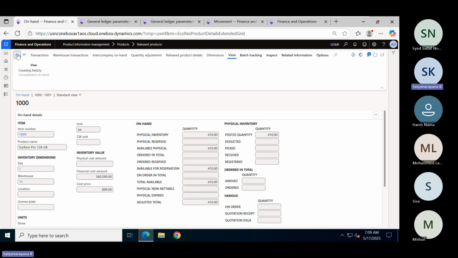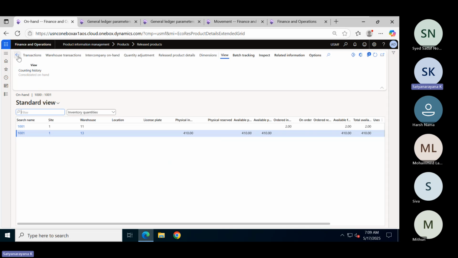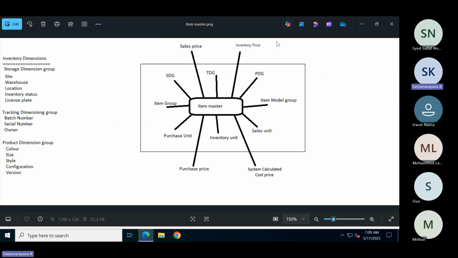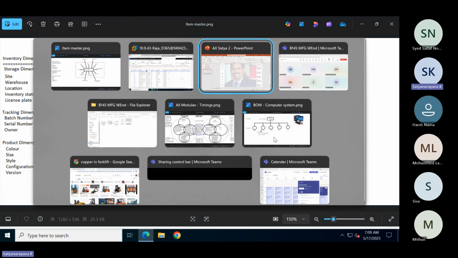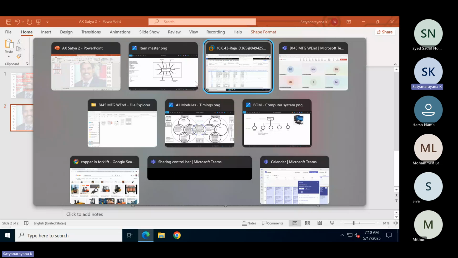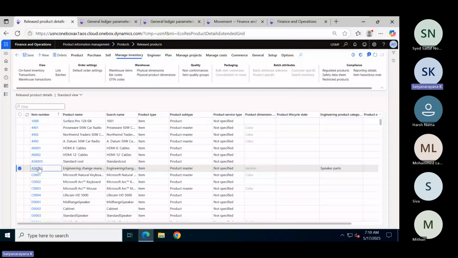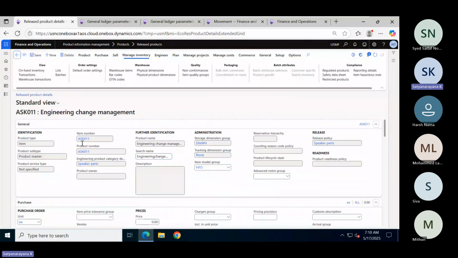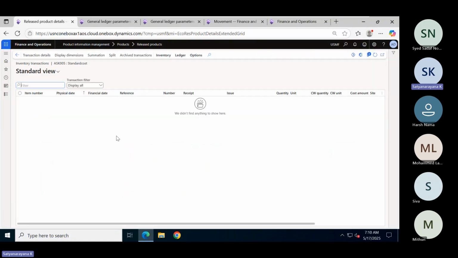Now, apart from these 4 prices, we are going to learn standard cost price, how it will be different. What is this? Let me go to the application. Now I have created one item, ASK005. Now I don't have any stock at present. There is no transaction. Let me do one purchase order. I'm creating one purchase order.